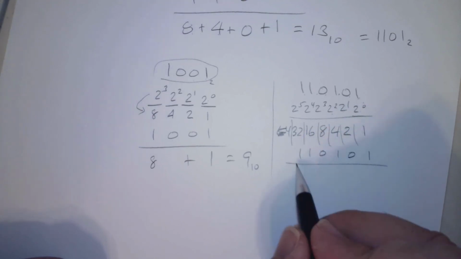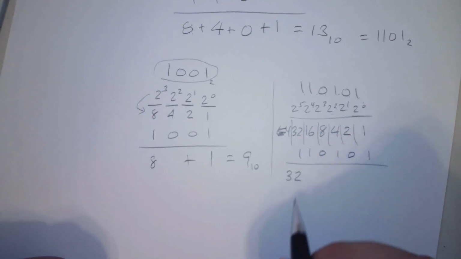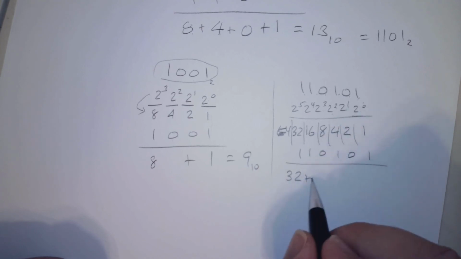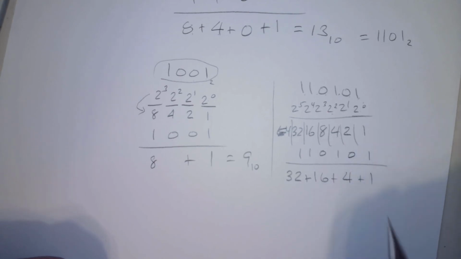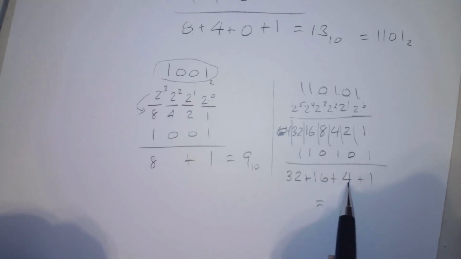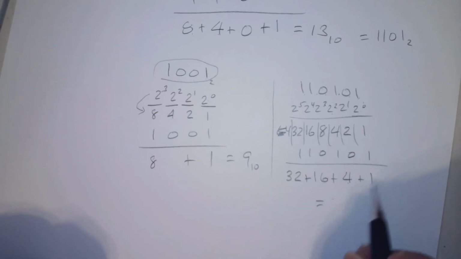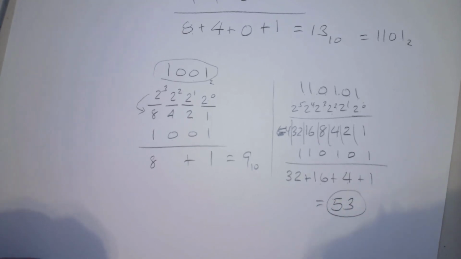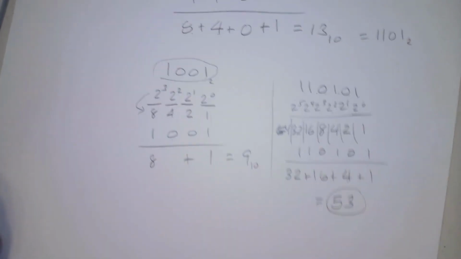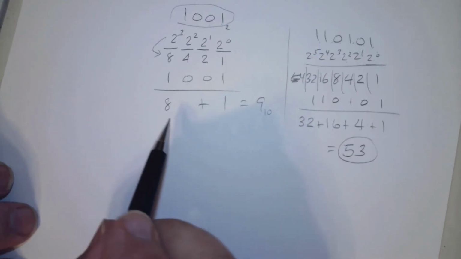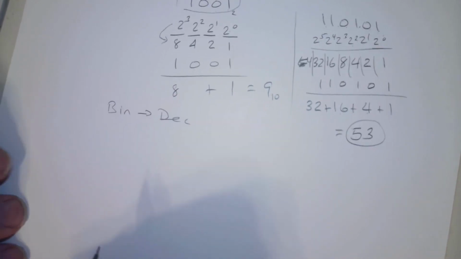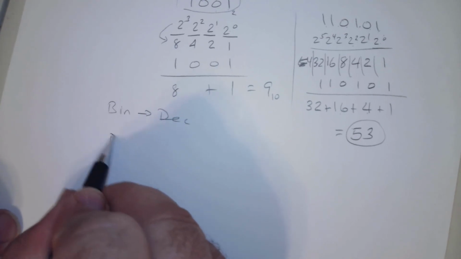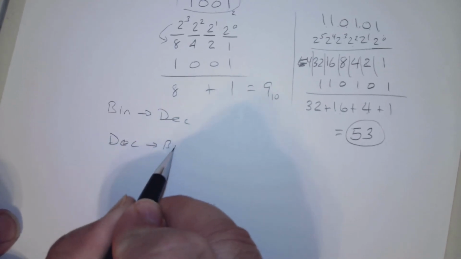So anyway, anything that has a 1 underneath it falls through. So that's 32. 16 comes through. The 4 comes through. And the 1 comes through. Add up those numbers. 16 plus 4 is 20. Plus 32 is 52. Plus 1 is 53. Okay, so that's binary. That's going from binary to decimal. We can also go backwards. We can also go from decimal to binary.